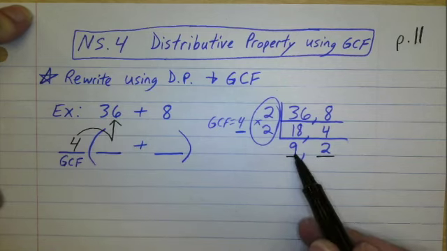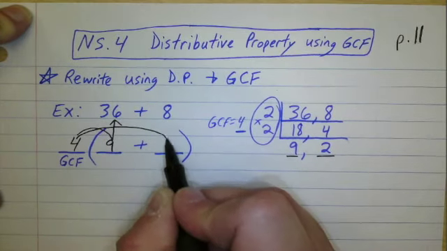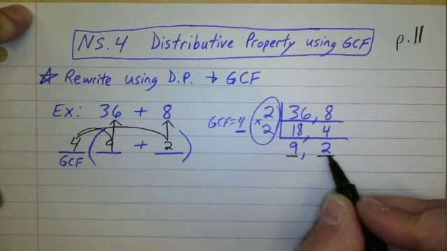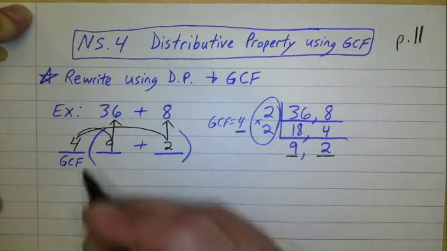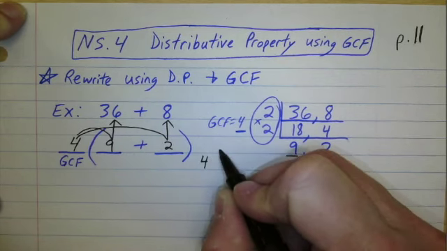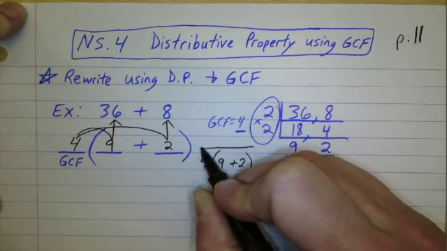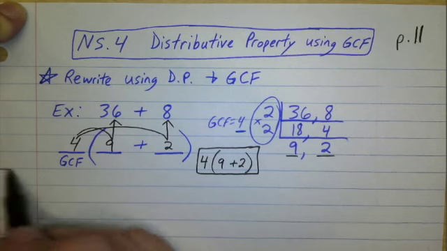Our answer is 9. That's true. 4 times 9 is 36. And then 4 times this blank has to give us 8. 4 times 2 gives us 8, and that was this blank here. So your answer, they want you to write it in this form. Your answer, nice and neat, is going to be 4, parentheses, 9 plus 2, close parentheses. You can box in your answer. That's what they're looking for. Draw a line. Let's do another example.